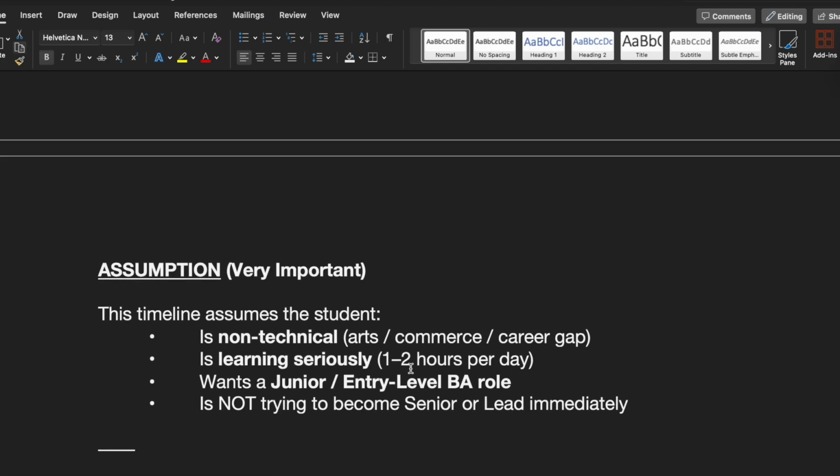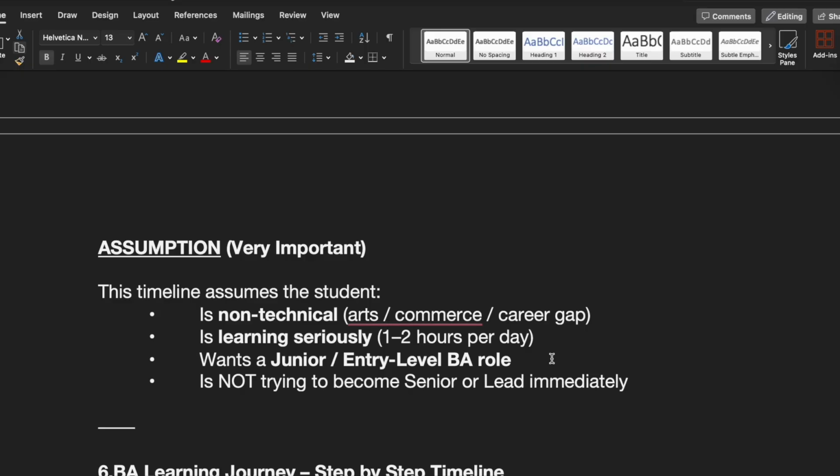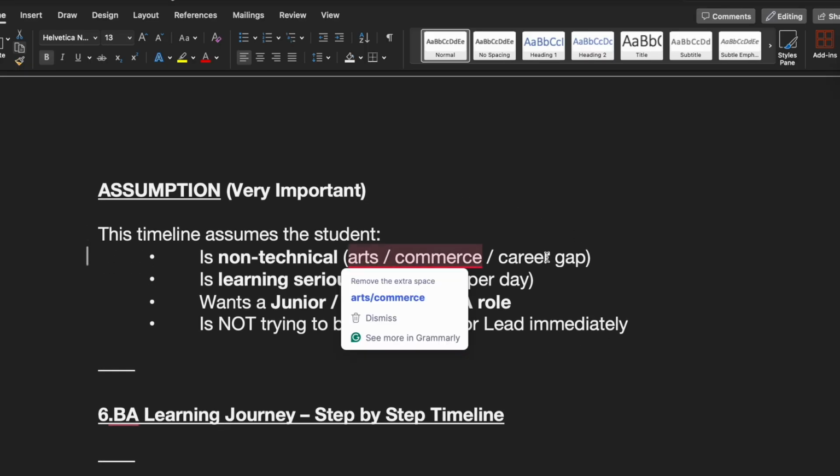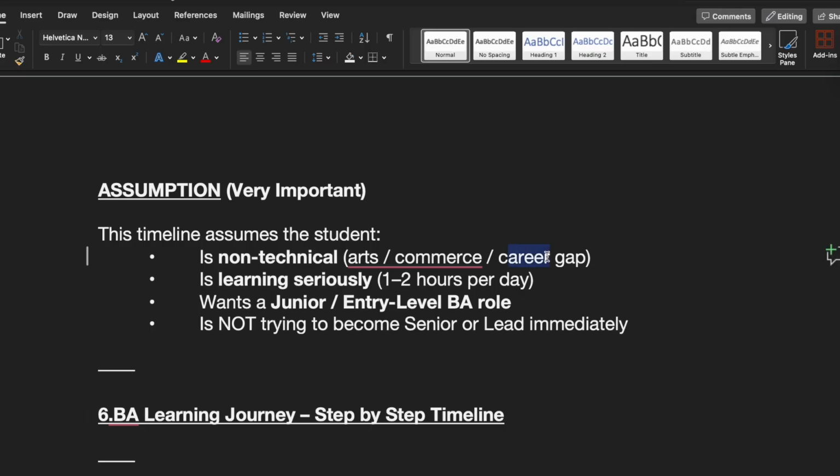Next question: how long does it take to become a business analyst? Short answer, you need to practice at least 1 hour a day for 3 months. You can break into IT with 1 to 2 hours, but start with 15 minutes. That's the main area.